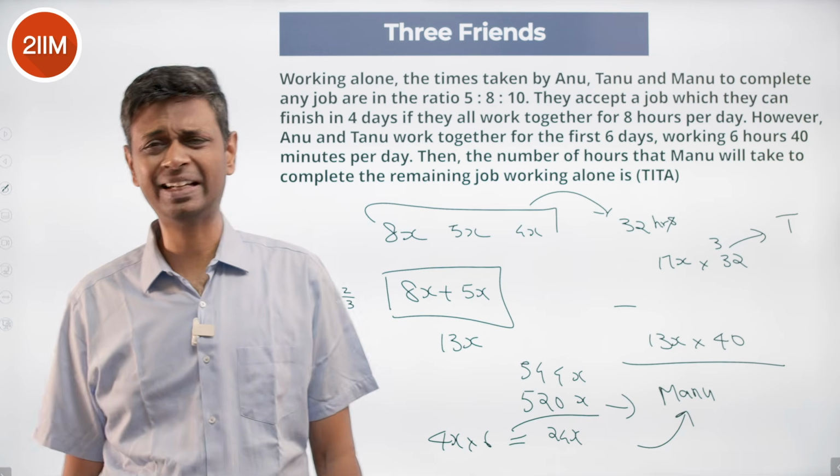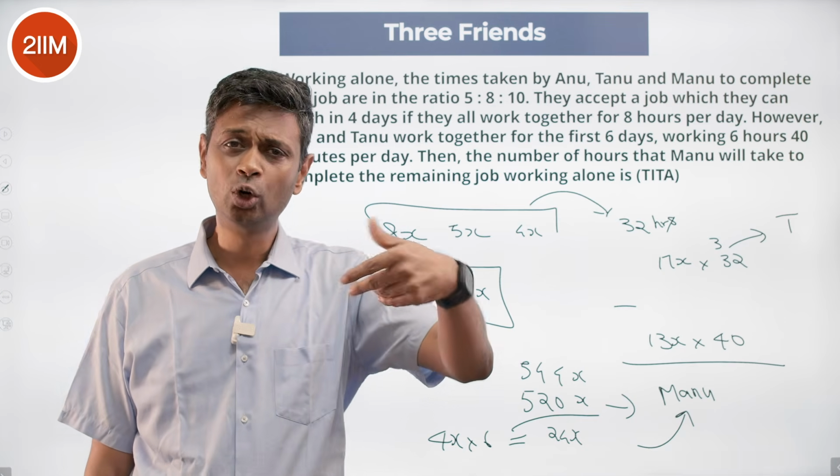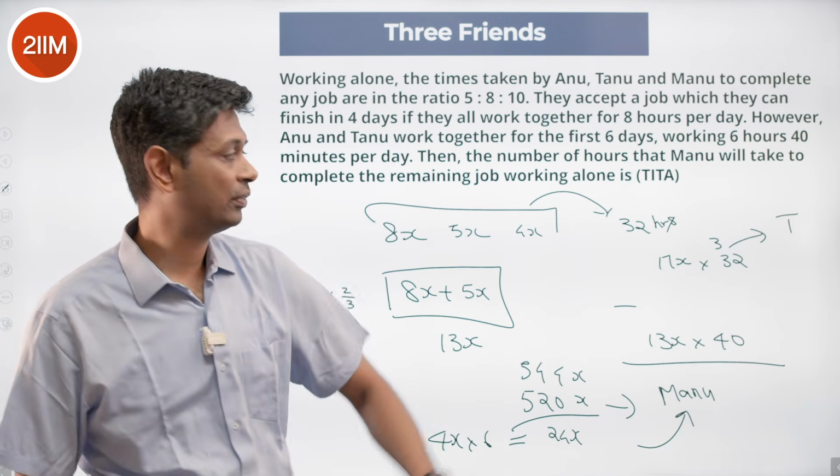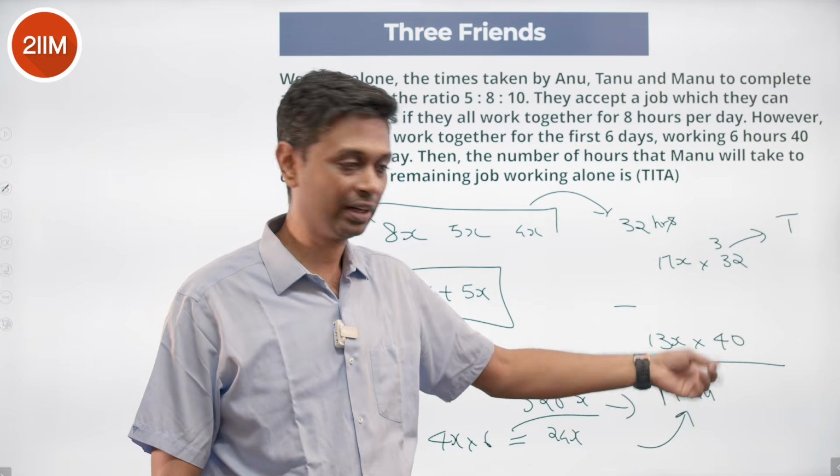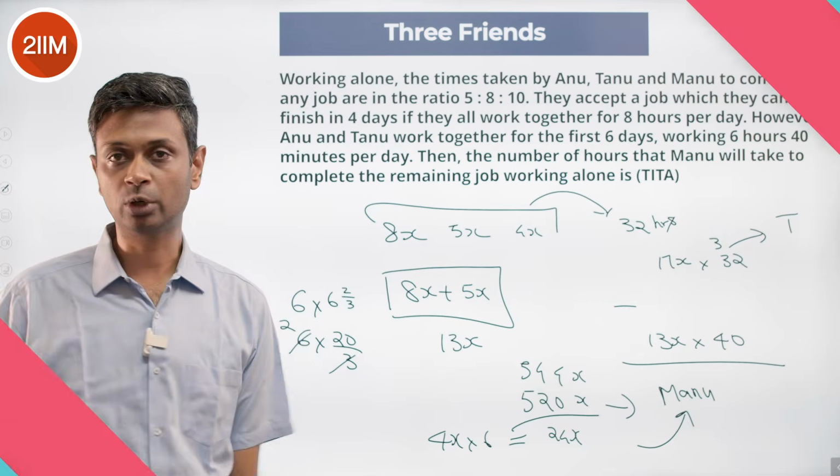Lovely question, but very time consuming question. You have to go from time to rate, get the ratios, define the total task, find out what has been completed, get to the remaining, again get to the number of hours Manu works.